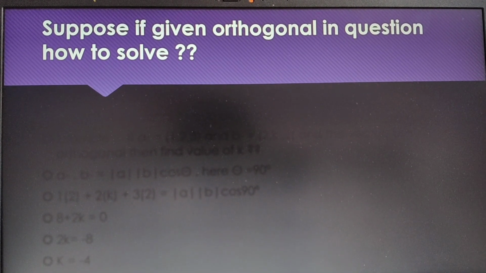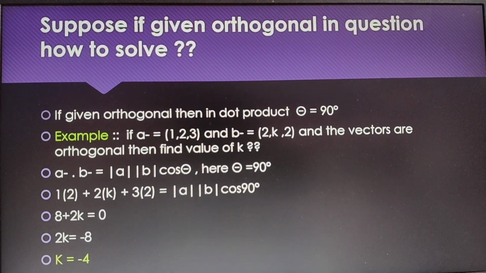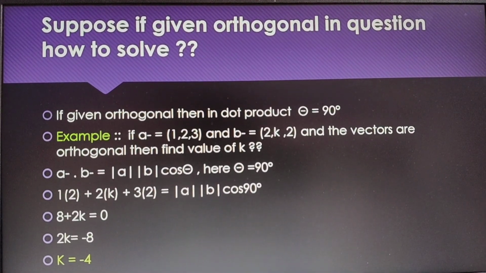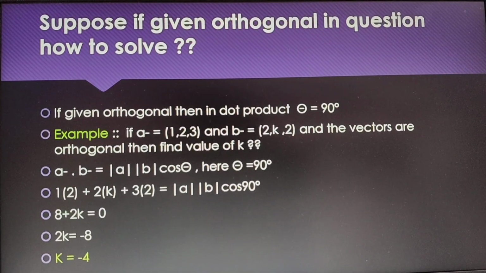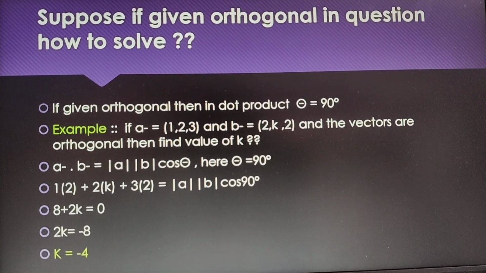The same sum I am doing for the orthogonal condition. Suppose they already given in the question that the given two vectors are orthogonal directly. Then find the unknown value k. This is the same question as previous. Previously I have given k value as -4.